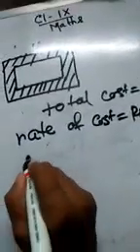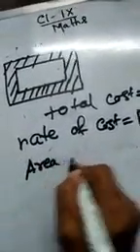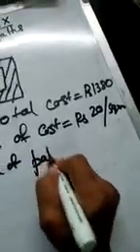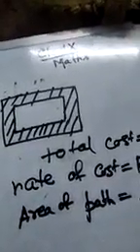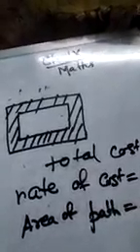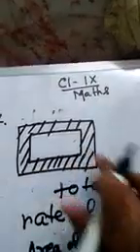So area of path. In the place of path, you can write the road also. 1380 by 20 square meter. So it is the 69 square meter. Now let this width of the path, this is the x.